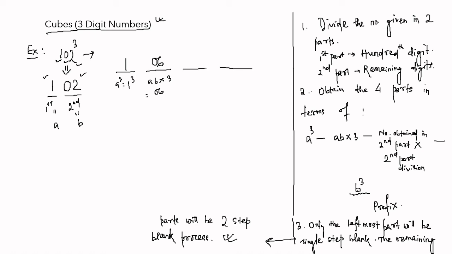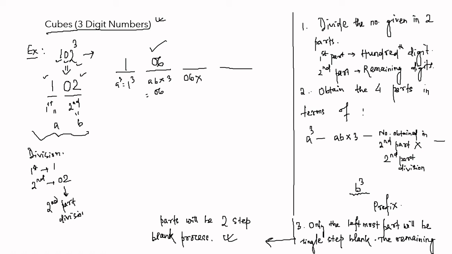Okay, we'll do this third part. What is our third part? Number obtained in second part multiplied by second part division. Number obtained in second part is simply 06, multiplied by the second part division. What do you mean by second part division? What we did here is known as division. In the division, the first part was 1 and the second part was 2. So this is the second part division I'm talking about. I'll write it. This is the second part division.